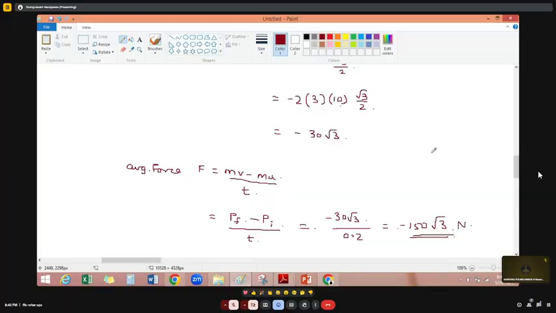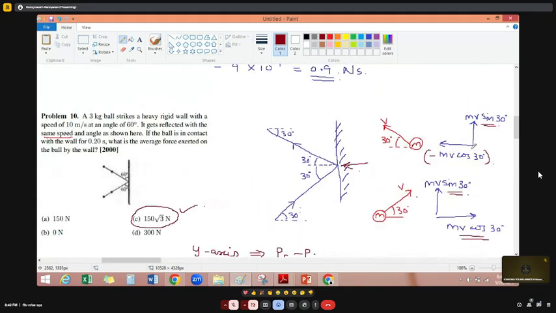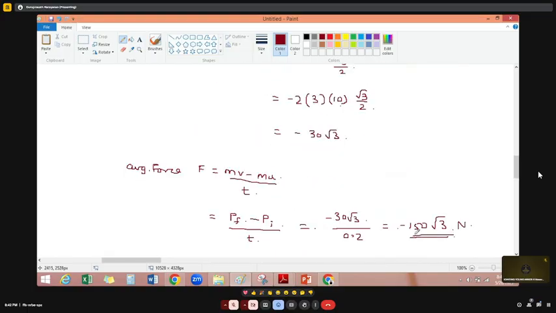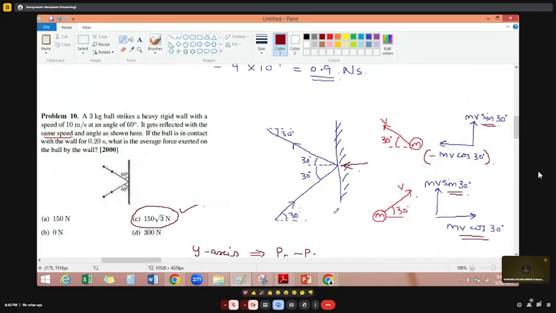Anybody not following? Force is acting only in the x-axis, not in the y-axis. That's why the ball did not change at all in the y-axis. It's constantly going at a constant speed. Newton's first law: unless acted upon by an external force, the ball will continue to move at the same speed. You see here it is mv sin 30, here also it is mv sin 30. Then how come it is changing in the x-axis? Because some force was acting on the x-axis. That's why it is changing its path. So instead of going towards the right side, it is going towards the left side now.